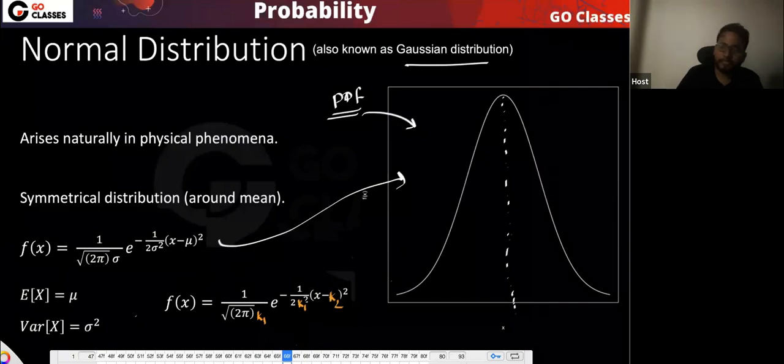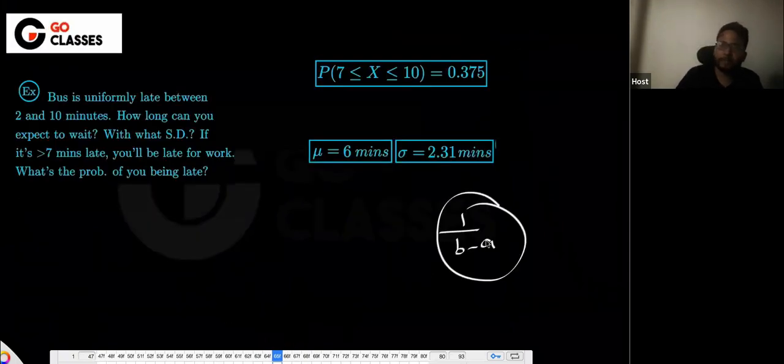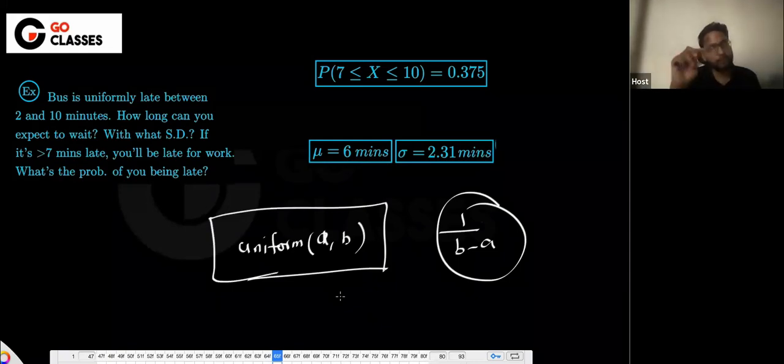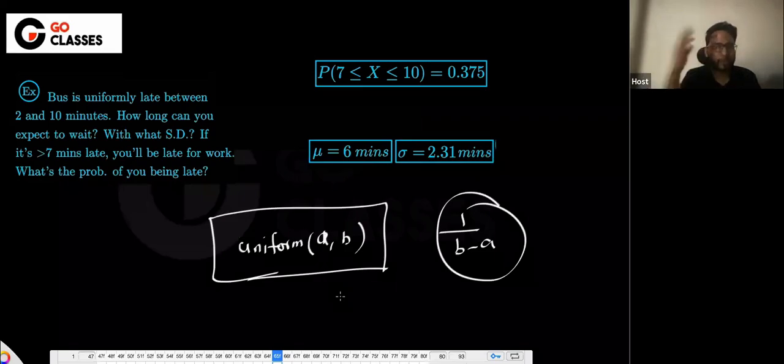Similarly, what are the parameters in the uniform? Can anyone tell me what the parameters in uniform distribution are? Parameters means anything apart from x or k. So A and B are parameters. We generally call it uniform bracket A comma B. In the bracket, we generally write the parameters. That's a general notation. If they tell you A and B, can you plot the PDF? Can you find the probability? Then we can do everything. That is why A and B are the parameters.